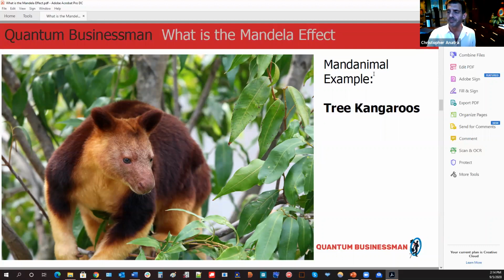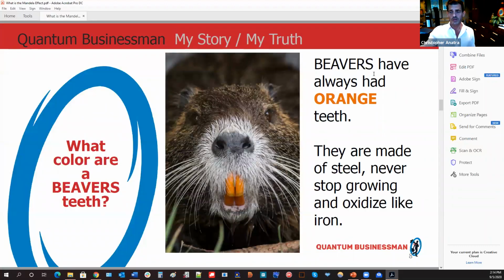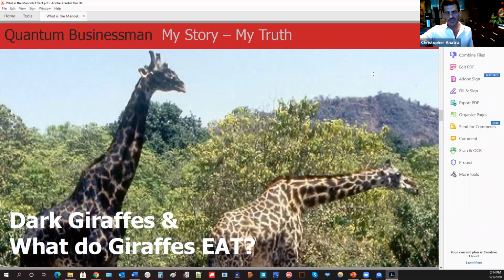Oh, here's another one. Beavers have orange teeth. Like what? Beavers with orange teeth? I know, it's kind of funny, but they're made of steel. They never stop growing and they oxidize like iron. There you go. I never knew, to me, that's a Mandela effect. Giraffes, there is a type of giraffe called a dark giraffe. And also what giraffes eat has changed for me.